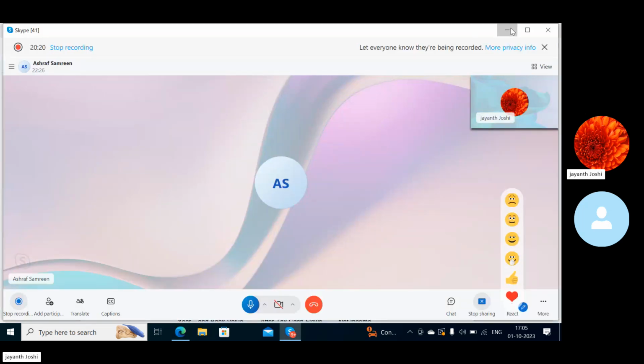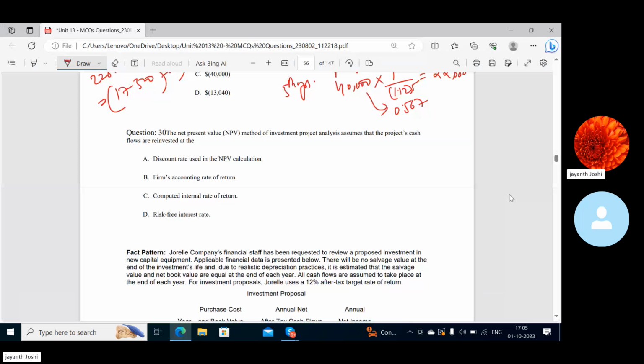Can you answer the next question, Samrin? C. Computed IRR. See, this is the NPV method, right? They always think that the discount rate in NPV calculation is only the cost of capital. NPV assumes reinvestment at the cost of capital.